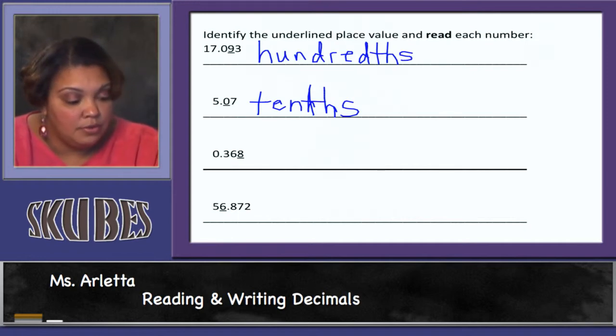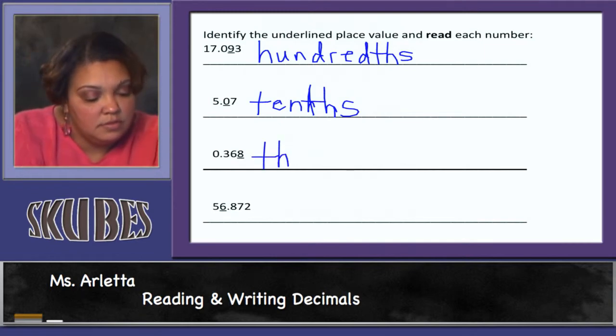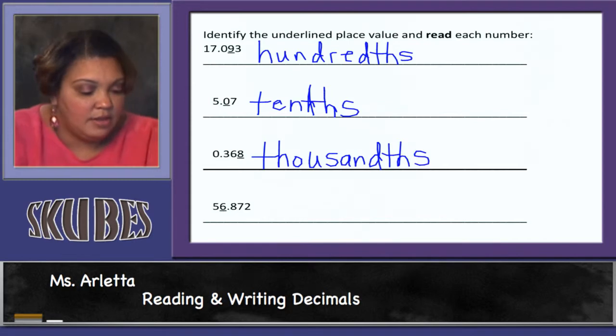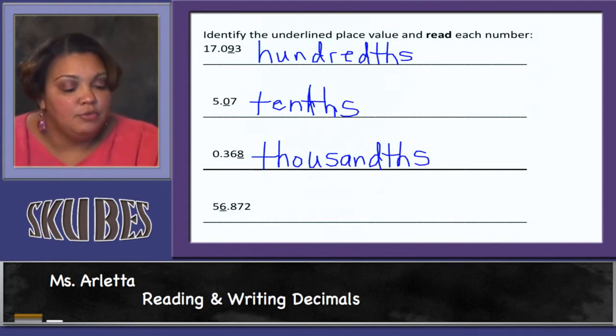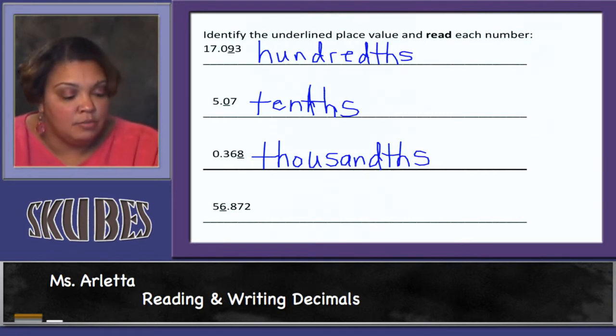The next number, our underlined digit, is in the, let's see, tenths, hundredths, thousandths. That 8 is the 3rd digit, and it would be in the thousandths place. Now let's read it. Remember, I said every time you see the decimal point, you say the word and. 0 and 368 thousandths.